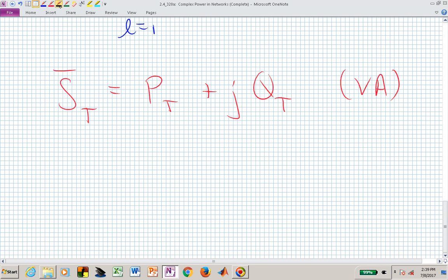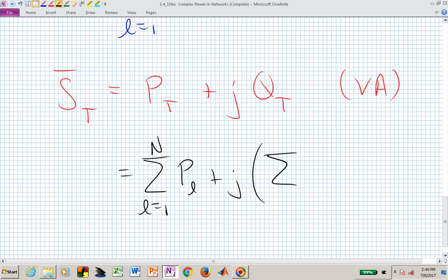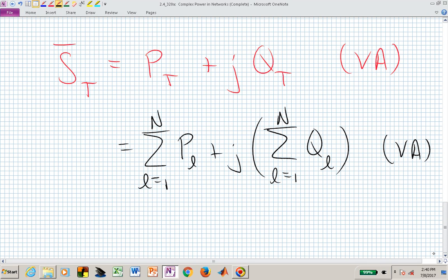Or using the formulas again, that's just the sum from little l equals 1 up to N of P sub l, plus j, and now in parentheses, because they all need to be scaled by this complex quantity j, the sum from l equals 1 to N of Q sub l. That's another way of expressing the complex power of this interconnected set of loads.